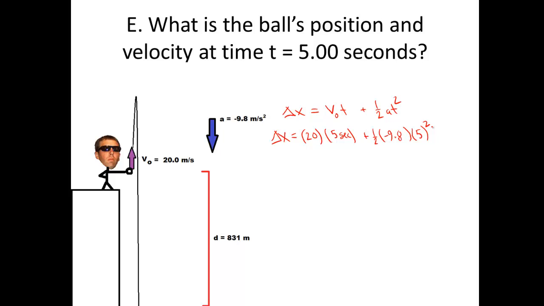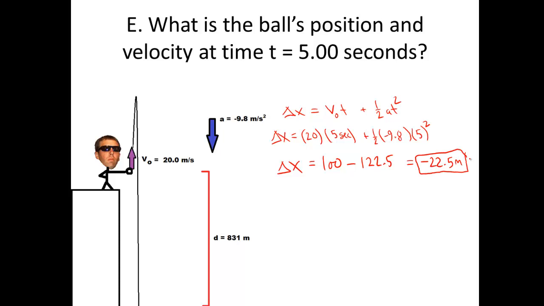I trust that at this point you know how to use your calculator. The first part's easy. Simply take 20 times 5 to get 100. And in the second part, I would start off by squaring the 5 and then multiplying that value by negative 9.8 and then taking half of whatever number that was in your calculator. It should look something like this. Don't forget to watch your units because the units for displacement are meters, so I should state my final answer to three significant figures as negative 22.5 meters.